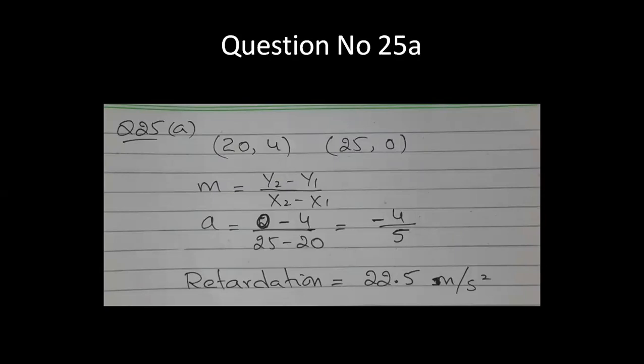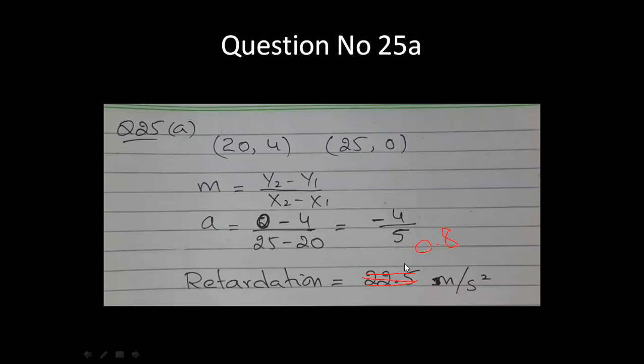So I've taken 2 points 20,4 and 25,0. I'll find the gradient of the speed time graph. The formula is y2 minus y1 divided by x2 minus x1. 0 minus 4 divided by 25 minus 20 will be minus 4 by 5. So the retardation will be minus 4 by 5, and minus 4 by 5 means 0.8.